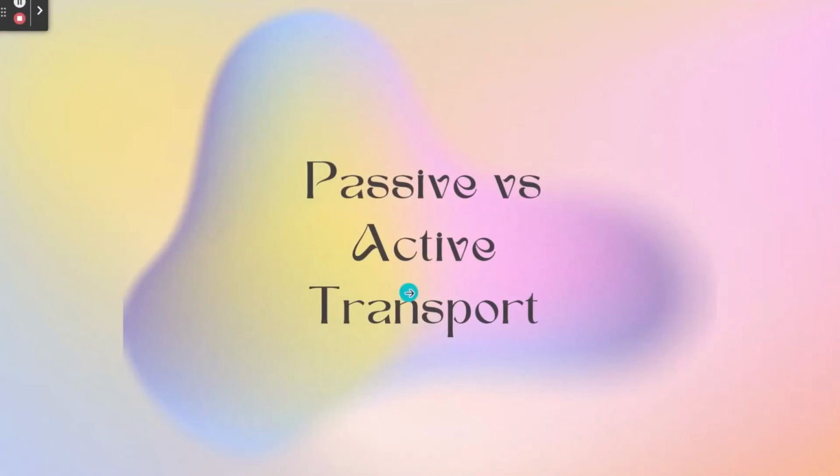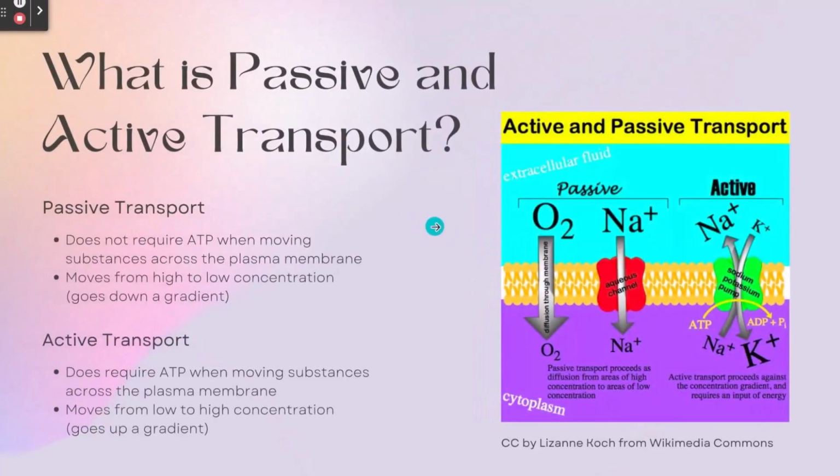The next topic we'll go over is passive versus active transport. So what exactly is passive and active transport? Passive transport does not require ATP, and it moves from a high to low concentration. You could also say it goes down a gradient. Active transport, on the other hand, does require ATP, and it moves from low to high concentration, or you could also say it goes up a gradient.